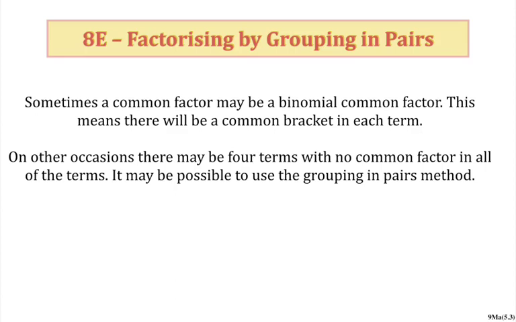So hopefully you're starting to get a feel for the idea that there are lots of different factorising questions that we're going to come across. Now this exercise talks about how sometimes when we have a common factor that we can take out, it could be a binomial common factor. What that actually means is that we might be taking out a common bracket from each term. On other occasions, there could be up to 4 terms with no common factor at all, but we're going to then group in pairs. So you'll actually see how that works when we start our examples. So let's get into it.